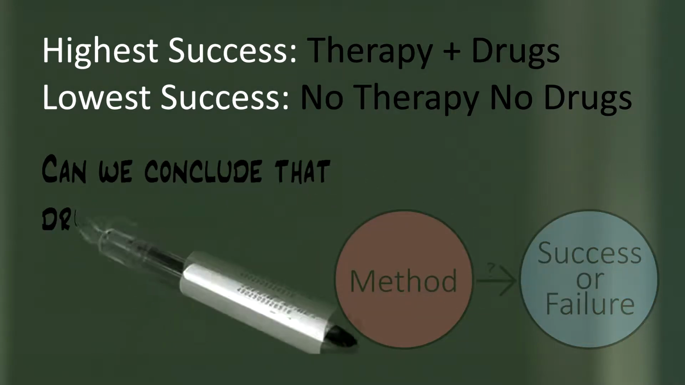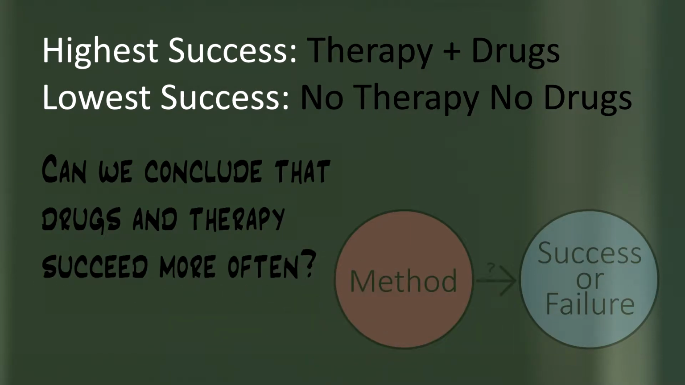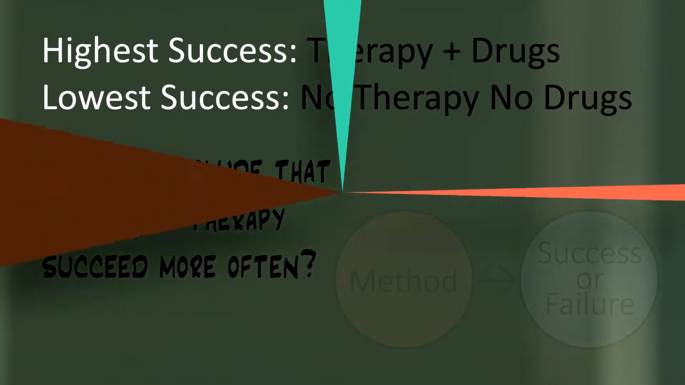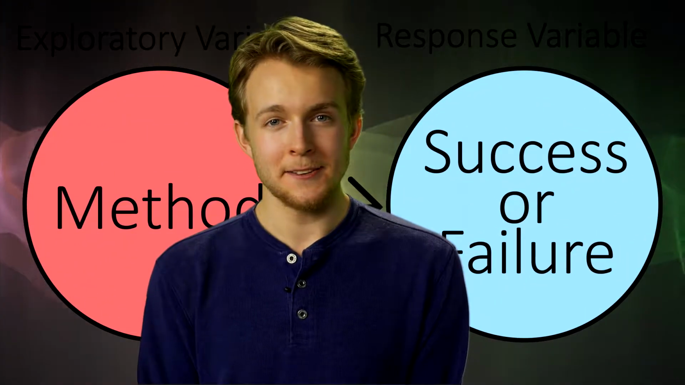Can we conclude that the combination drug therapy method causes success more than using neither therapy or drugs? It is at precisely this point that we confront the underlying weakness of most observational studies. Some members of the sample have opted for certain values of the explanatory variable, method of quitting, while others have opted for other values. It could be that those individuals may be different in additional ways that would also play a role in the response of interest.